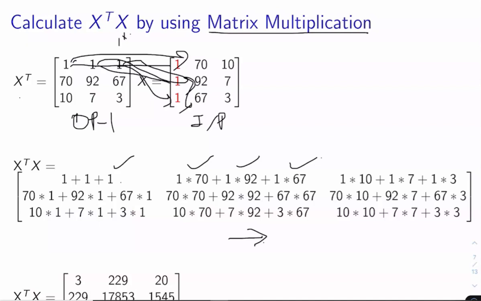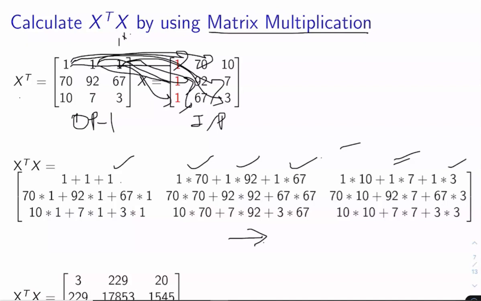Like this, you can get this entry also. The first one is multiplied by 10, the second one is multiplied by 7, and the third one is multiplied by 3. So this is the third entry in the first row.